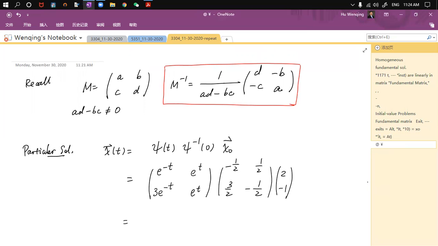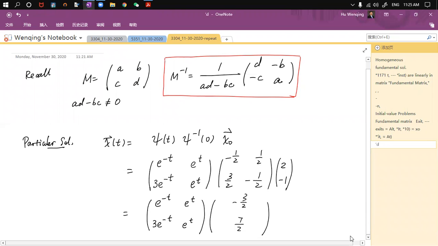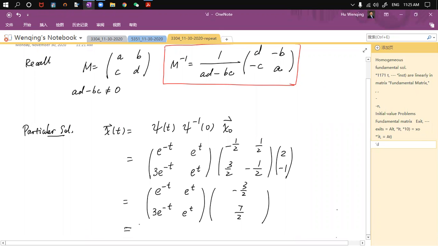So you have to just expand this calculation. That means you're going to have e power minus t, e power t, 3 times e power minus t, e power t, and now you calculate this product. You're going to have minus 1/2 times 2, so that's minus 1, minus 1/2, so that's minus 3/2, and then it's going to be 3 plus 1/2, so that's 7/2. Is that good, family? As long as you have all this, the solution is going to be given by, let me write it here, once you do this product, minus 3/2 e power minus t plus 7/2 e power t.